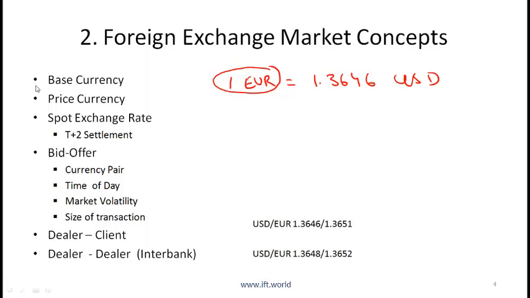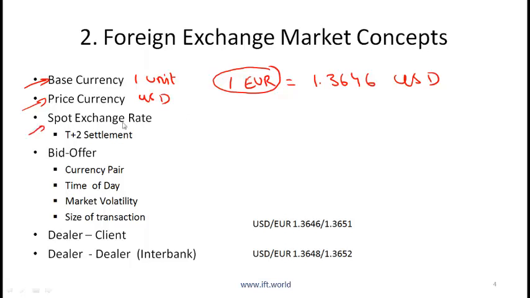So whenever you see the term base currency, immediately you should think that we have one unit of the base currency. The other currency then is the price currency. In this example, US dollar is the price currency. So essentially what we are saying is the price of 1 euro is 1.3646 US dollars. So here US dollar is the price currency.